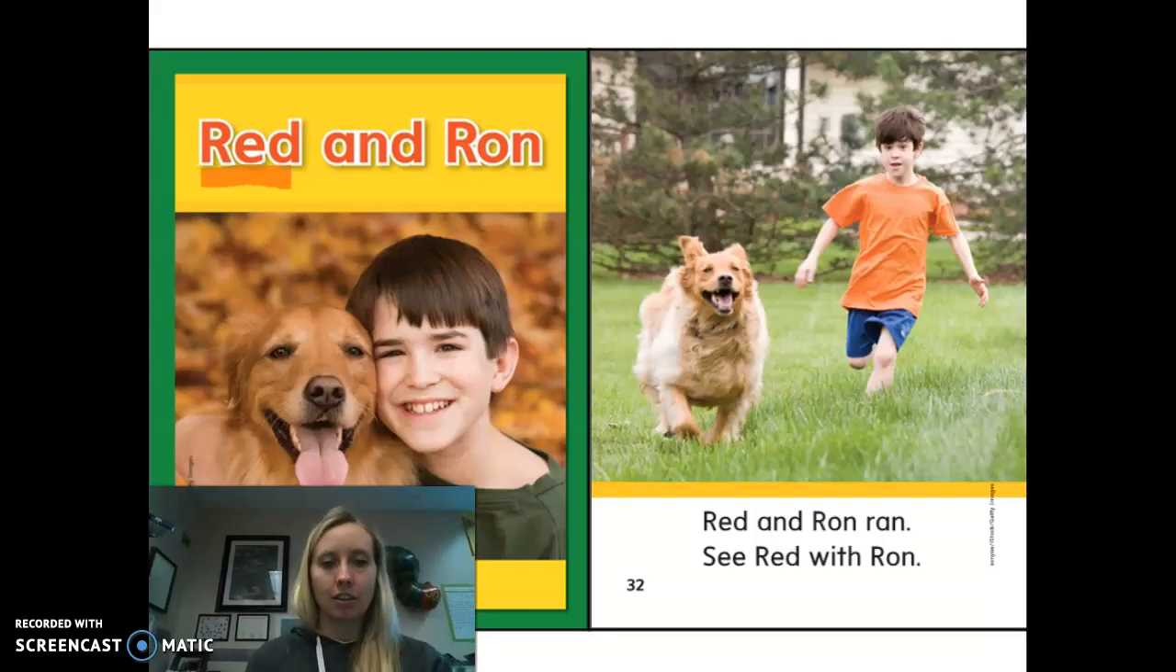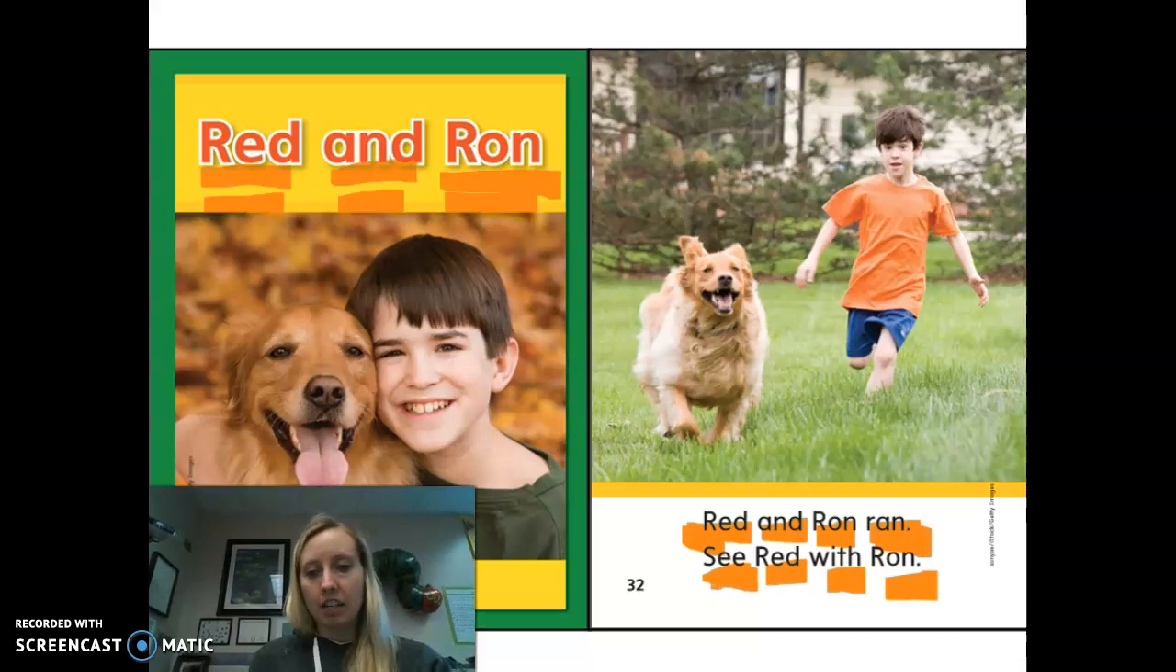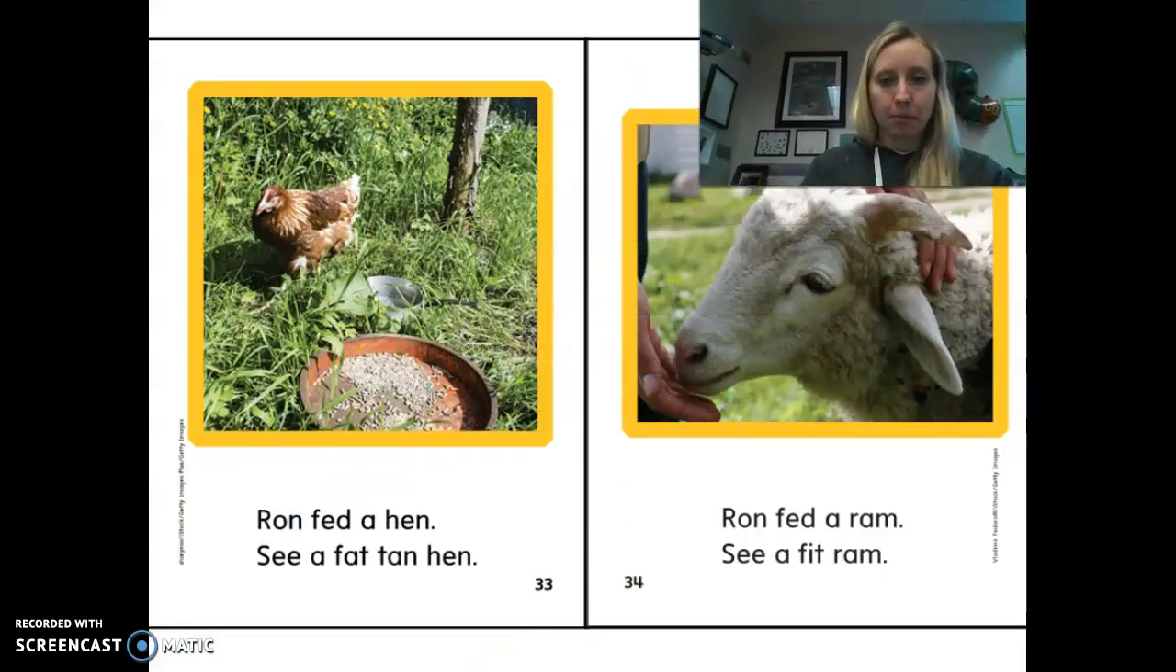Your turn. Together. Red and Ron. Your turn. Together. Red and Ron ran. See Red with Ron. Your turn.